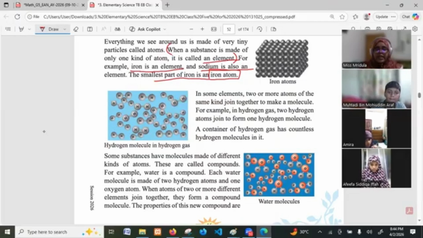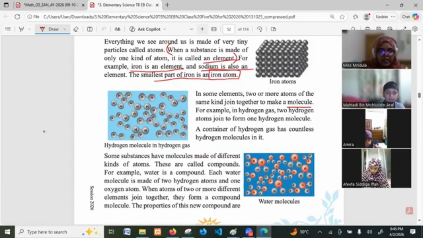Then they are saying that in some elements, 2 or more atoms of the same kind join together to make a molecule. We know that when a few atoms are joined together, it is called a molecule. For example, in hydrogen gas, 2 hydrogen atoms join to form one hydrogen molecule. Do you remember? Hydrogen has only one hand, right? So at most they can only join 2 of them. So we can get HH.